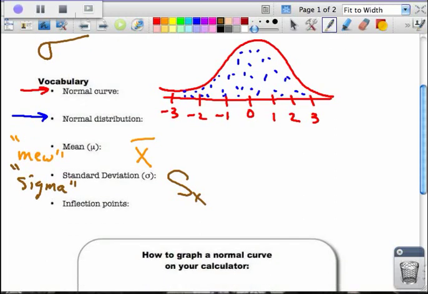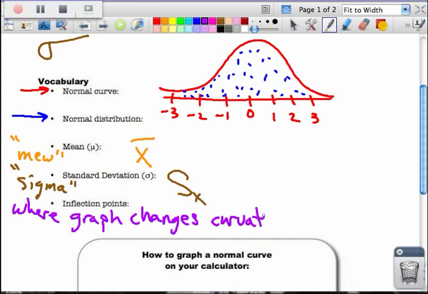Inflection points, which you're really not going to have to know too much about here. Two things really, probably the two most important things. Number 1, they occur where the graph changes curvature. And if that's not a word, I just made it up.